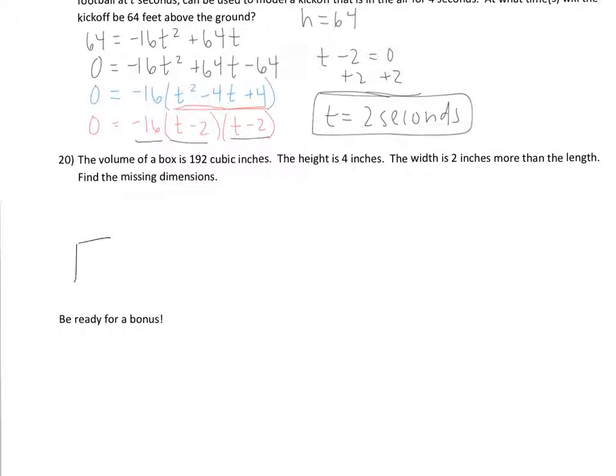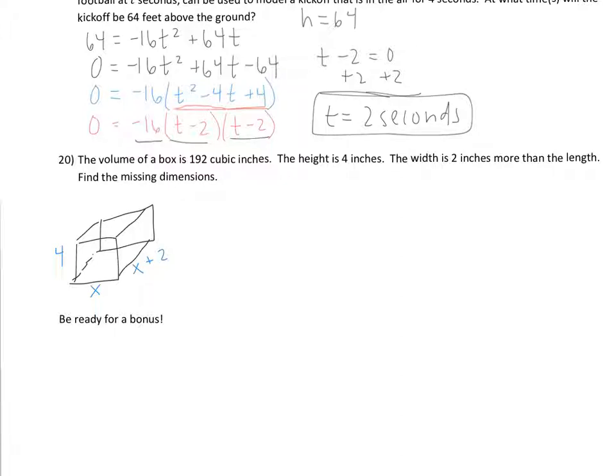So if I draw my box like this, get that box drawn as best I can here. I'm going to do some labeling of sides. And I know that the height is 4, so I could label my height right here of 4. The width is 2 inches more than the length, so if I call my length x, let's call this x here. Now let's call the width 2 inches more than the length. Then the width would be x plus 2. So I've got length, width, and height all given a value.